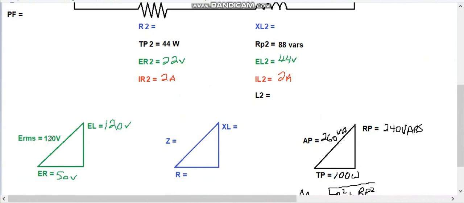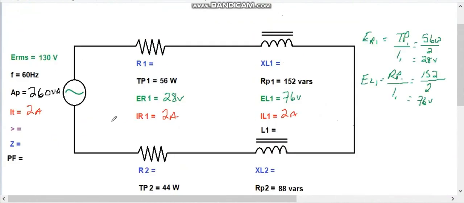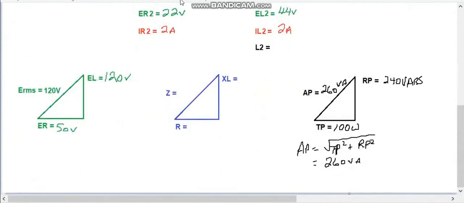Something's not right here. What is this? I got an ERMS 130, so that's supposed to be a 3. Change that real quick.